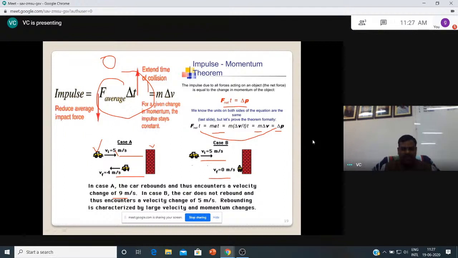In case B, it is a very rigid ball and it is not rebounding. Rebounding is characterized by a large velocity change. In this case, the car does not rebound and encounters a velocity change of only 5 meters per second. The loss by this body is gained by the other body, even in a fixed case. So this is how the momentum can be explained.